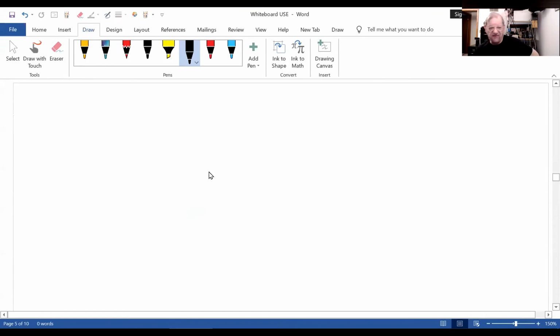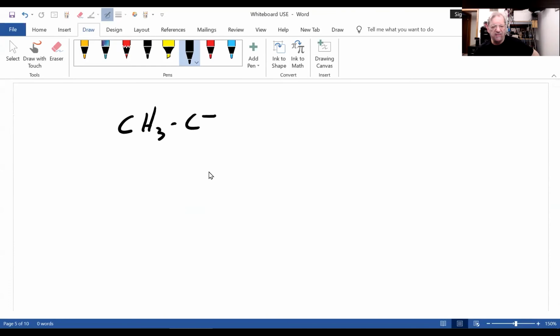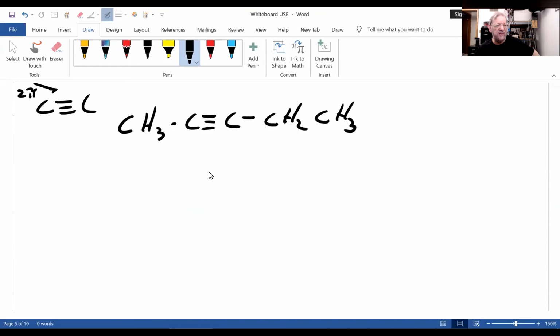All right, let's look at the following molecule. Now, because the triple bond, which you should know, has 2 pi bonds and 1 sigma bond, it's linear. The bond angle is 180 degrees. It's straight like a pencil or a pen, and you don't have to worry about cis or trans.